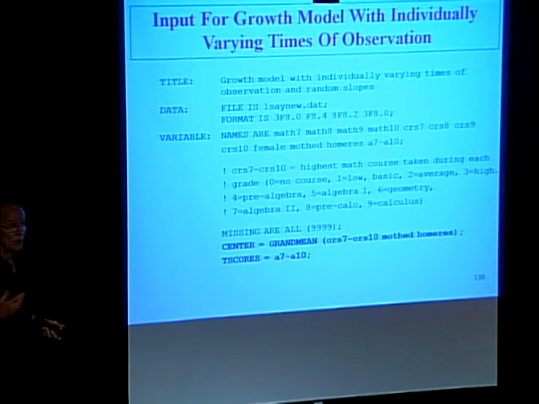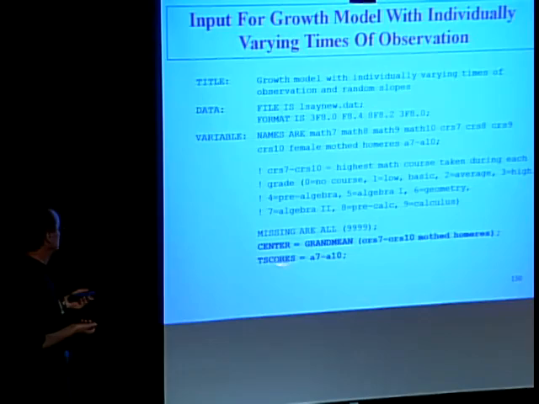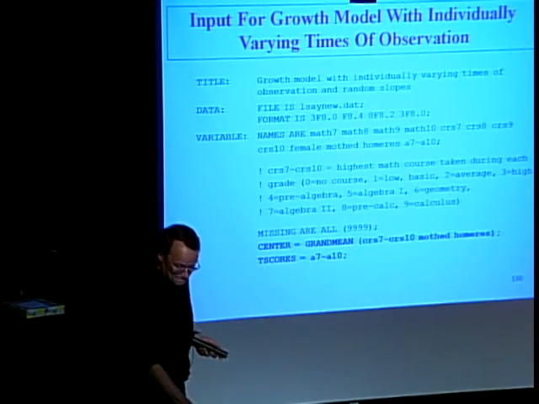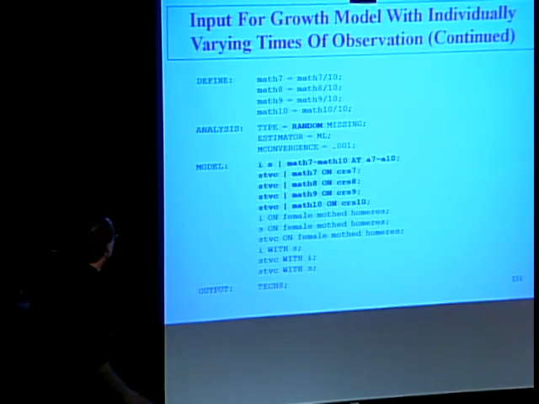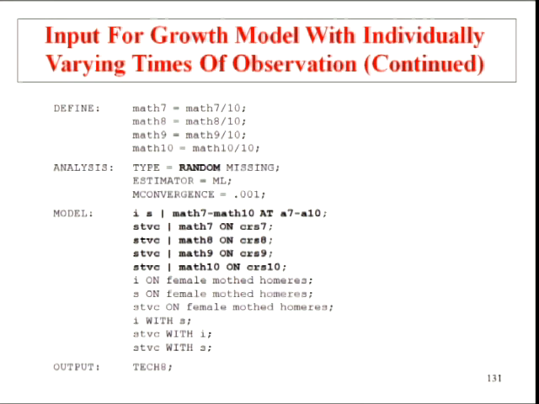And those are what we called X's before, time scores, now read in as data instead of being dealt with as parameters. So those variables are designated as time scores. And we're going to use those time scores in the model using the at option. So here, on slide 131, is a growth model for linear growth where math 7 through math 10 are measured at time values A7 through A10.